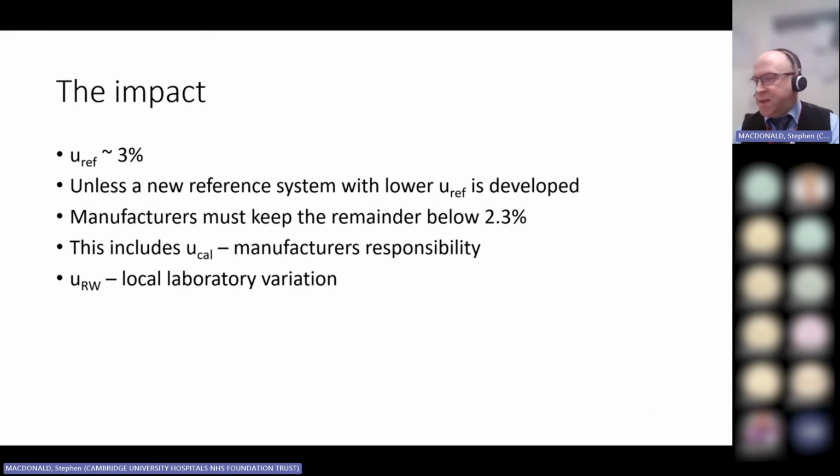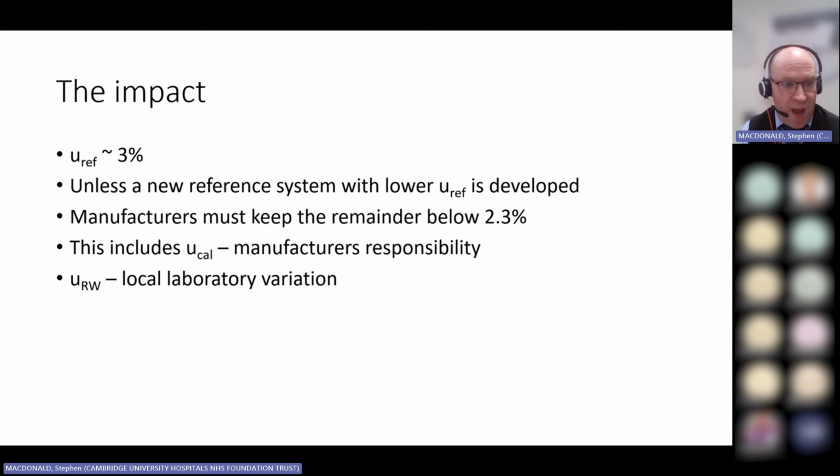So the impact of this is if all of those methods are using the same reference material, and that has been set at 3%, that is going to propagate through all patient results used across all methods that are metrologically traceable to that standard. And unless a new reference system is introduced with a lower UREF, that's what we have to work with. The upshot of that is that based on the CRP analytical performance specifications, manufacturers have to work to keep the remainder of the variability in the final result down to 2.3%.